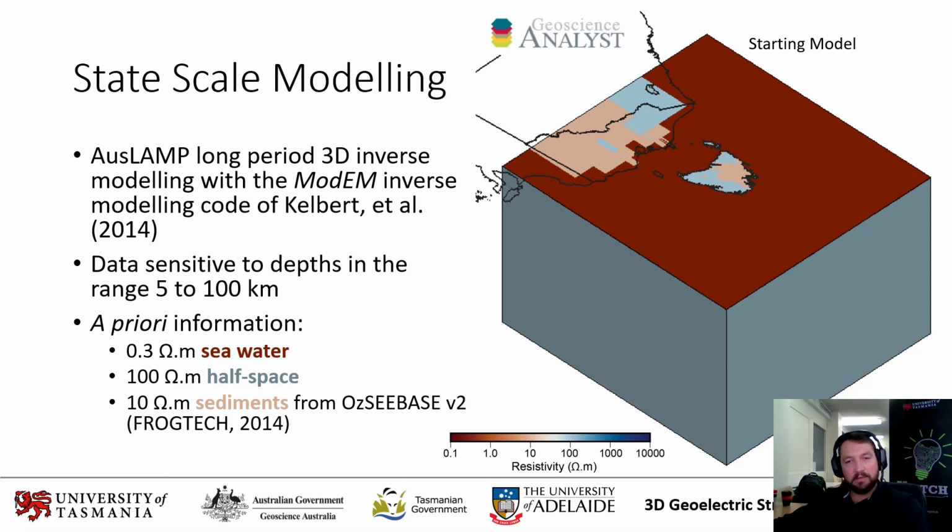And a big consideration for this Tasmanian dataset is the fact that we're on an island. It's surrounded by conductive seawater, and we also have thick offshore sedimentary basins containing unconsolidated sediments that are likely to be quite porous and quite conductive. So in order to account for these, I built into the modelling space seawater at 0.3 ohm meters, but also included 10 ohm meter conductive sediments from the AusSeabed dataset.